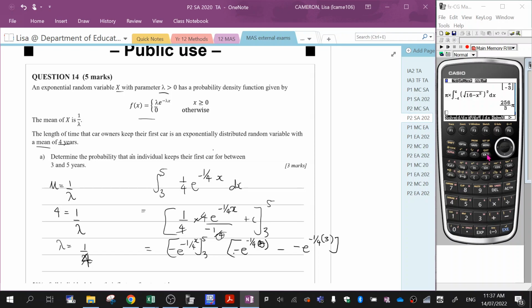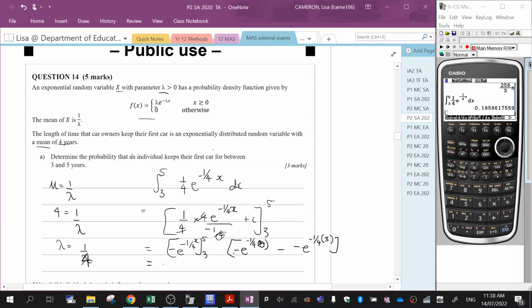So if I go here, options, calc, now I select the integral. Now I can just punch it straight in. So now I've got 1 on 4 e to the power of negative 1 on 4. I'm going to change that to a fraction to make sure weird things don't happen. 1 on 4 times in x. And that is between 3 and 5. Execute. Okay, so now we get our answer here.